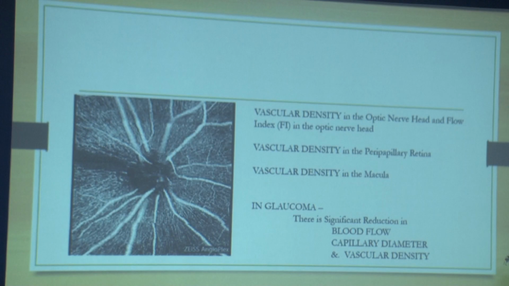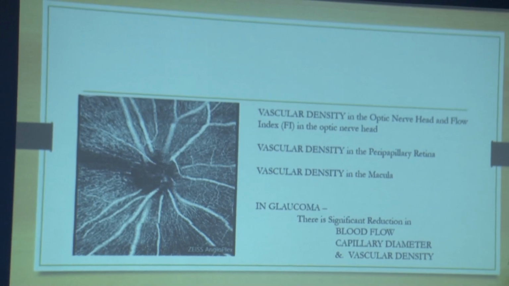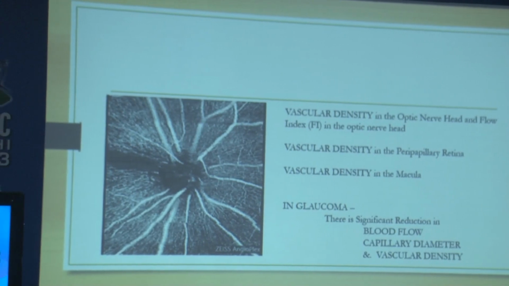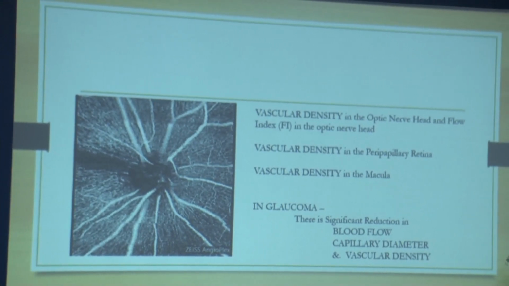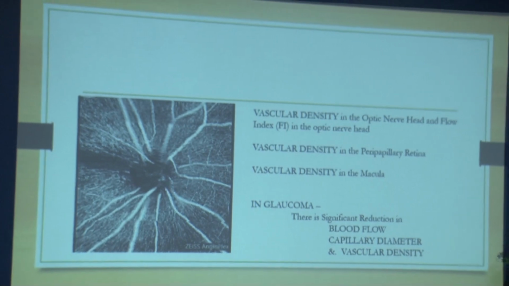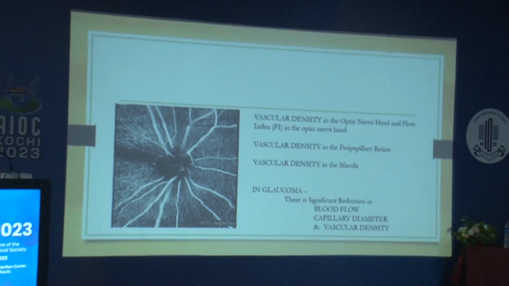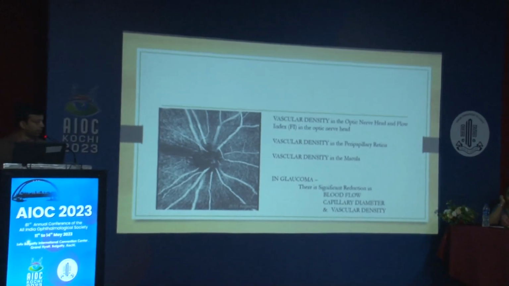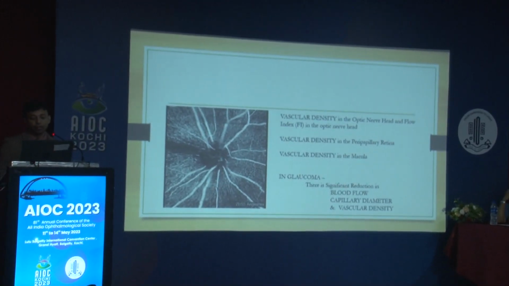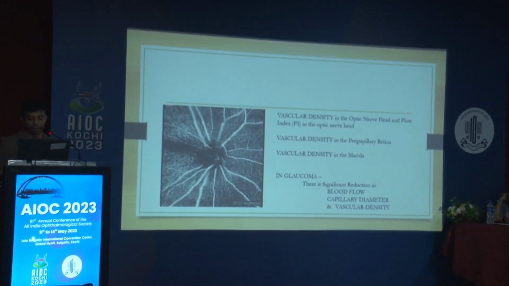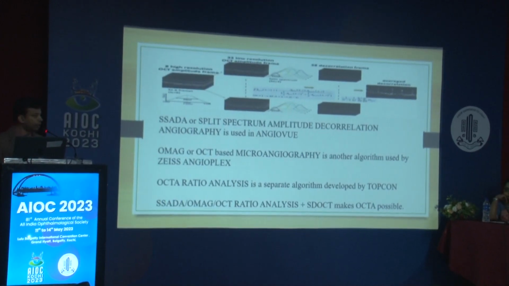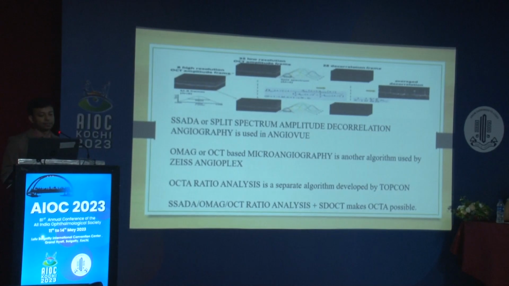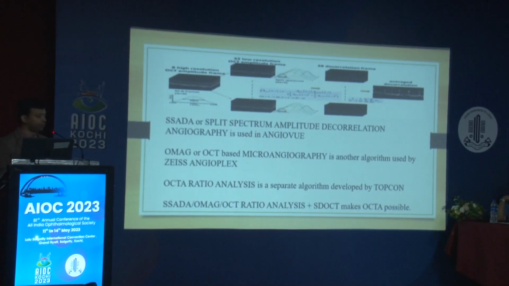What all data does the Octa give? They give the vascular density in and around the optic nerve and the flow index of the optic nerve, the vascular density in the peripapillary retina, and the vascular density in the macula. So the main significance in glaucoma is the blood flow, the capillary diameter, and peripapillary vessel, the vascular density around the optic nerve. How do they give this data? These are all play of the softwares.